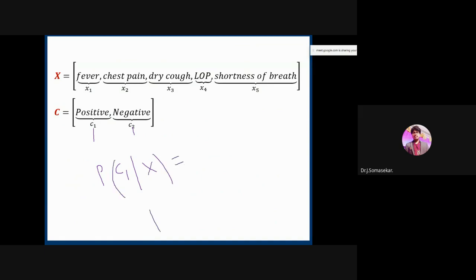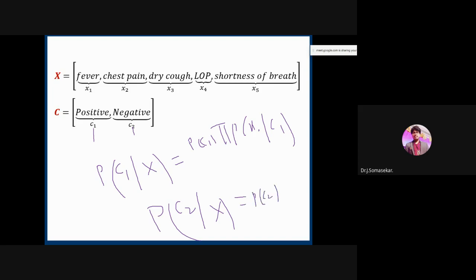And one more probability I have to calculate: probability of C2 given x. How do we calculate these probabilities? By using the Bayesian classifier, as we just discussed. So P of C1 times the product of P of xi given C1. Similarly, as we just derived, P of C2, because we are focusing on the second class, times the product of P of xi given C2. These two probabilities we have to calculate using the Bayesian classifier.